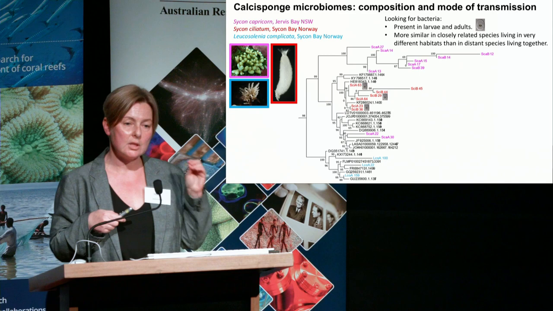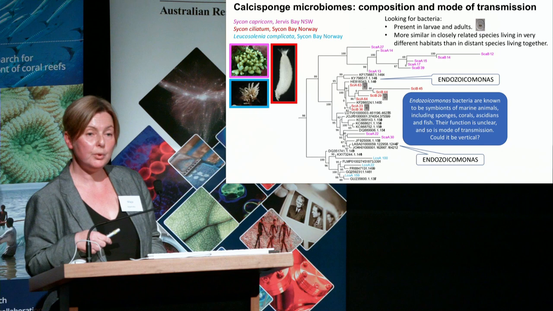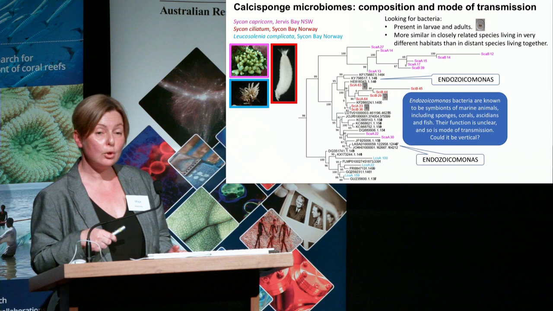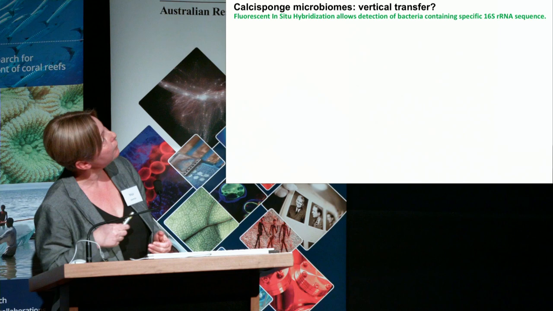But what are those? So it turns out that this is Endozoicomonas, and Endozoicomonas are symbiotic bacteria that are known to be symbionts of a lot of animals, including corals and ascidians and so on. We don't know what they do, and we don't know what the mode of transmission is. So to figure out if the mode of transmission could be really vertical, as suggested by the sequence data, we have done FISH, fluorescent in situ hybridization, which allows us to detect bacteria in the tissues.